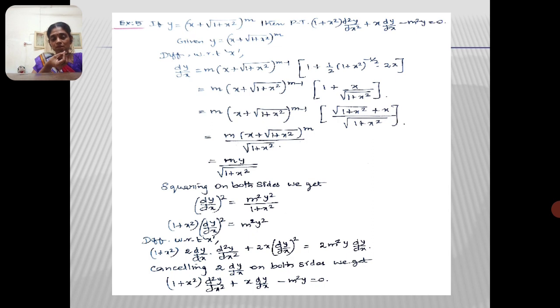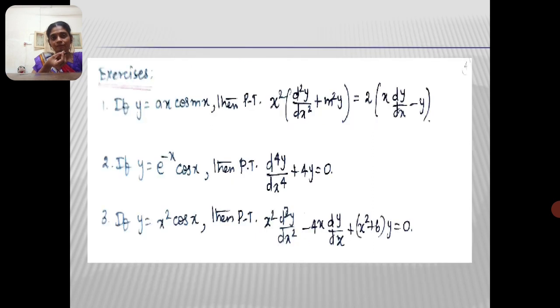Differentiating with respect to x, in this step, we get (1 plus x²) into 2 dy/dx into d²y/dx² plus 2x (dy/dx)² equal to 2m² y dy/dx. Cancelling 2 dy/dx on both sides, we get the answer as (1 plus x²) d²y/dx² plus x dy/dx minus m² y equal to 0.